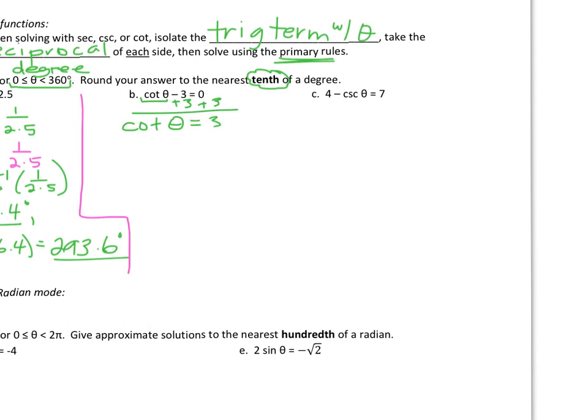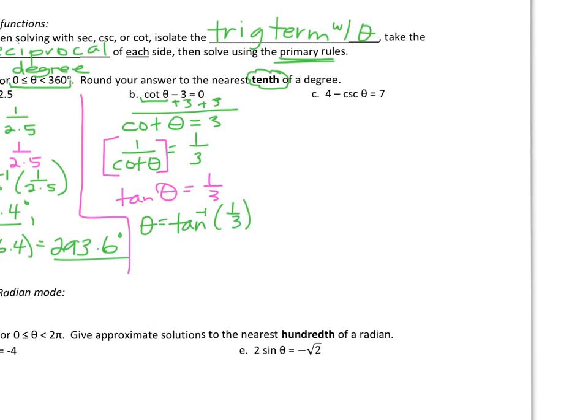Once your trig term is isolated, take the reciprocal. 1 over cotangent theta is going to be equal then to 1/3. 1 over cotangent theta is a reciprocal identity for tangent. So that means tan theta would also have to equal 1/3. And now that we know that, let's go ahead and take the tan inverse. So we have positive 1/3 this time. When you type that into your calculator, tan inverse of 1/3, you should get a positive degree measure. I got 18.4. So that's one answer that's valid for tangent.